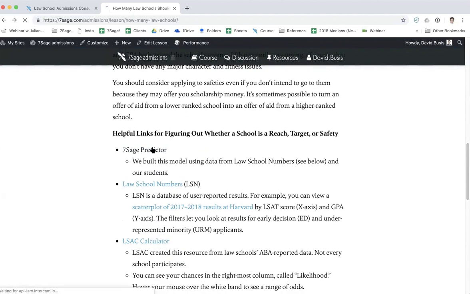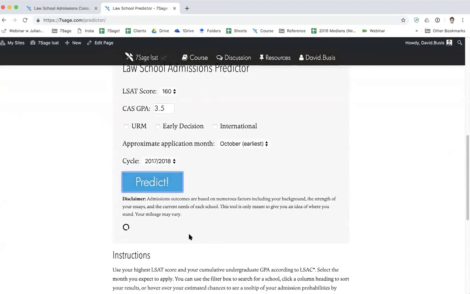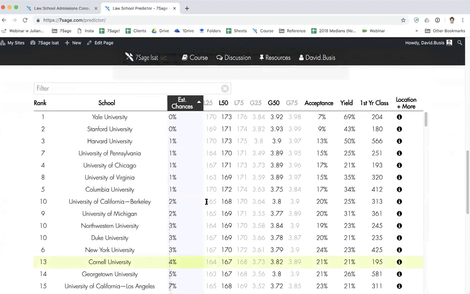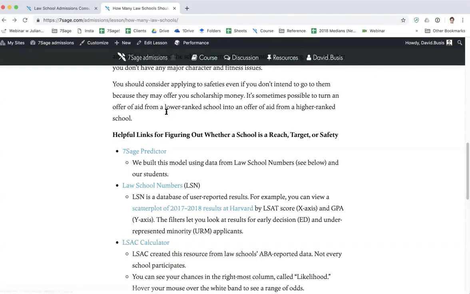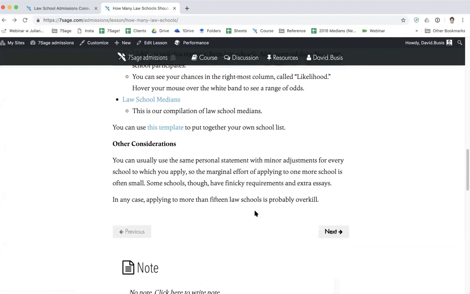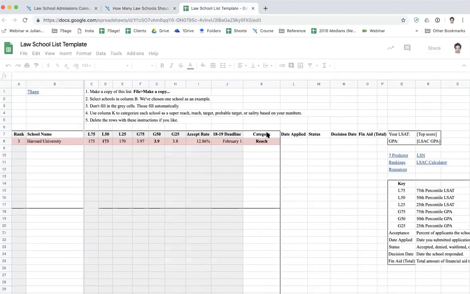We have the predictor tool linked here. Some of you are probably familiar with this, but it spits out your chances. Obviously, you should take this with not just a couple grains of salt, but maybe a couple ice cream scoops of salt. But I think it's still a useful way to gauge whether a school is a safety or a reach or a target. And finally, it has this nifty Google Sheets template, which I think I made public.